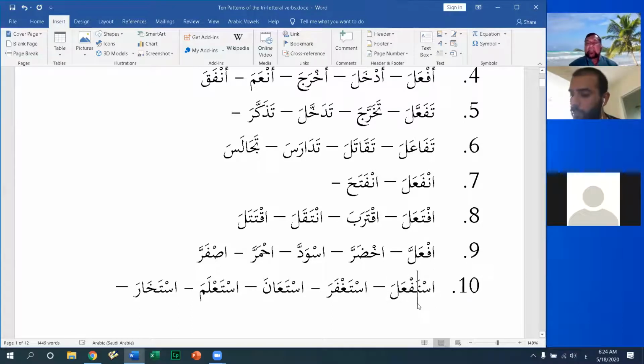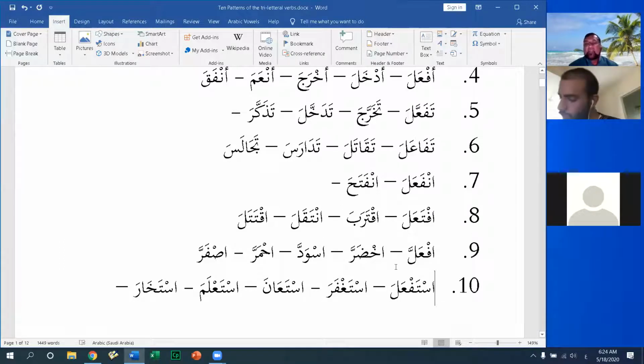Istaf'ala. So istaf'ala, you put a hamzatul wasl, sin sakina, ta maftuha, and then you put a sukun on the fa. So this is fa'ala, and then you put ista in front, and then of course you put a sukun on the fa. So that's how you form istaf'ala. And this here is used to convert the verb to ask for the thing.